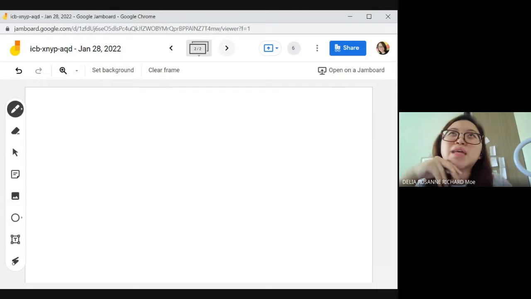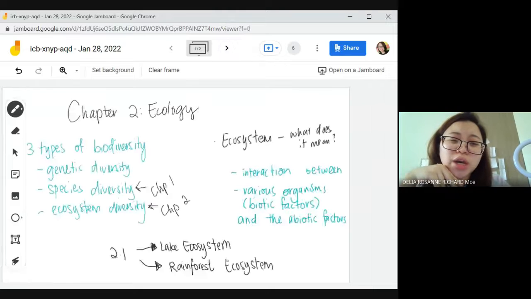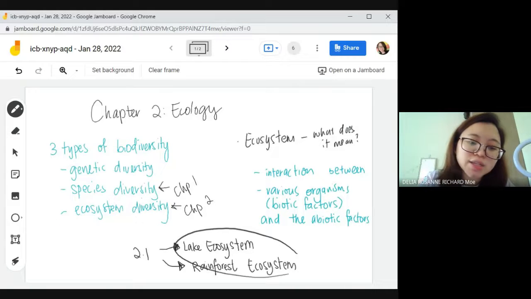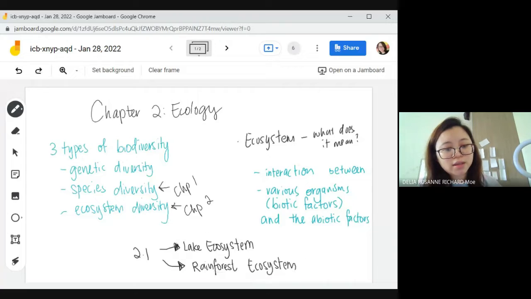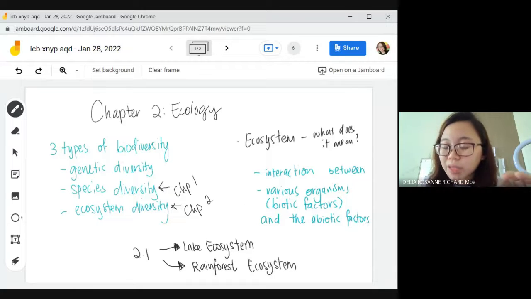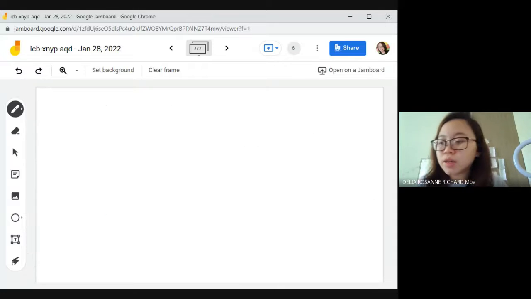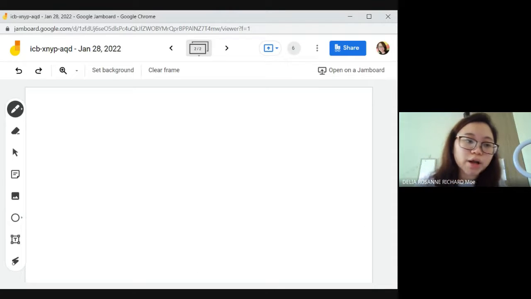Kalau exam kita ada essay, tidak pasti kalau kamu kena minta untuk explain this ecosystem. Maybe you will get a question like that, maybe you will not. So kalau kamu mau start practice menjawab essay dari chapter ini, highly recommended. Okay, so that is about 2.1.